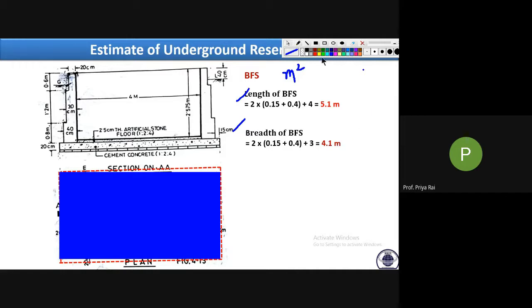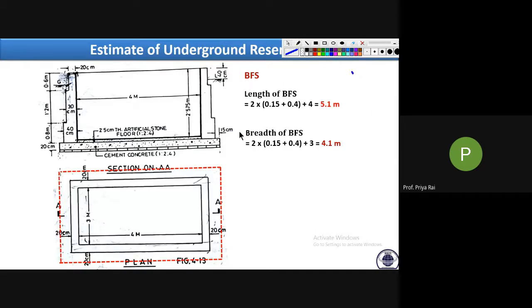Now after BFS, which item we need to construct? Then cement concrete. Yes, cement concrete. See ratio, if it is given, then please mention this also. Okay, so PCC, plain cement concrete. In footing we can say.